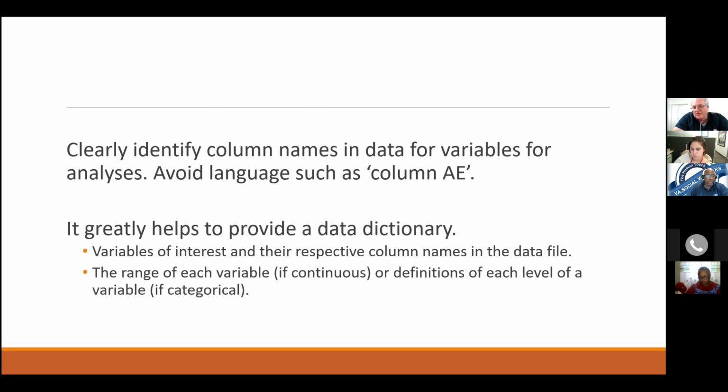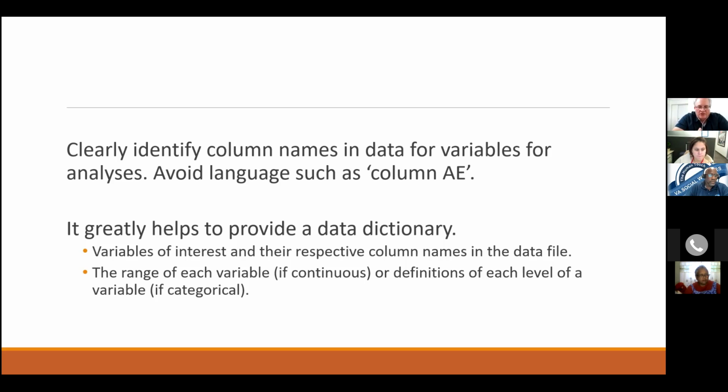Typically, when you're collecting your data, you're probably going to have it in some kind of database. The CTSC typically advocates using REDCap, which is a very secure database to house the data. But you can also think of it, in the simplest case, as just an Excel file. How do you organize your data? You want to avoid language such as, here's my data file, I'd like you to look at column AE and correlate it with something else. That's not very useful to the statistician.